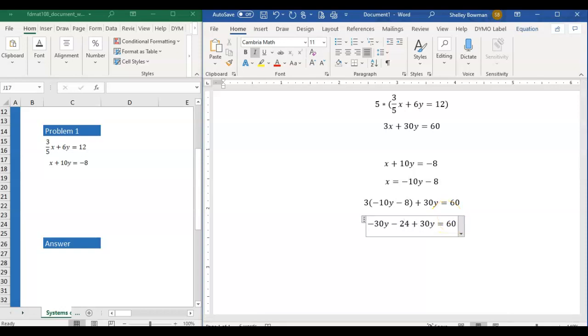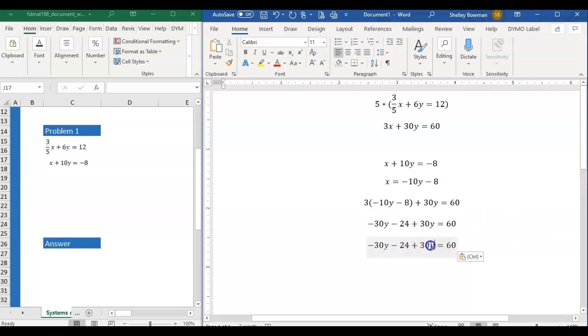All right, so now I want to move further by combining my y's, and I can add negative 30y. I'm going to copy and paste for my next step. Positive 30y and minus 30y actually cancel out, so I'm going to delete this and delete this, and I end up with this weird looking negative 24 equals 60.